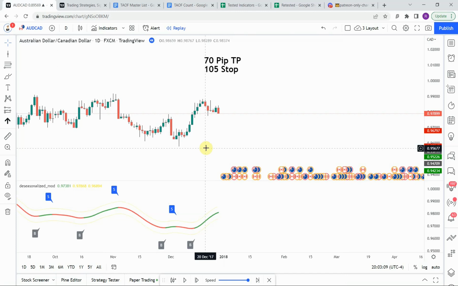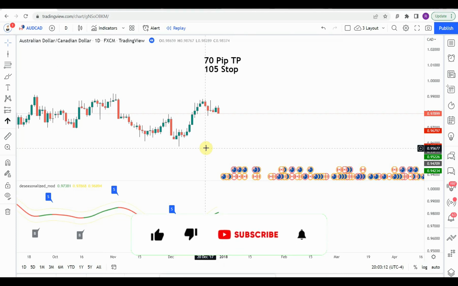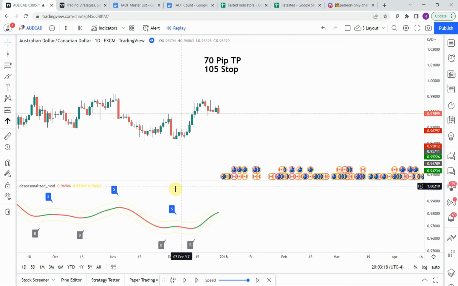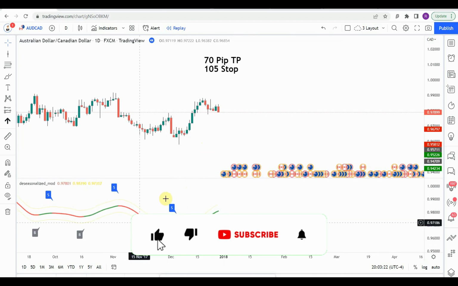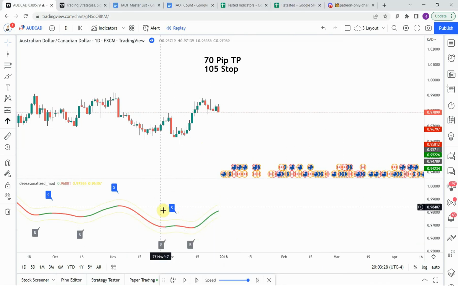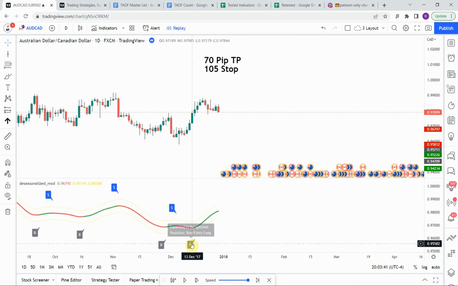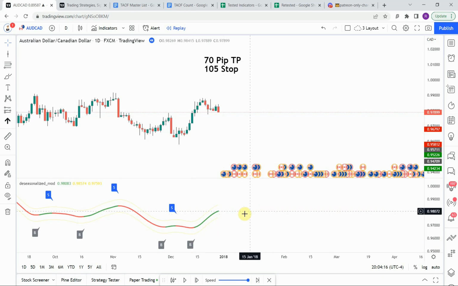Okay, so today's indicator is the Deseasonalized MOD, and you can see it here on the bottom of the screen. And so the setup on this is relatively easy. We have the oscillating line here, but we also have these labels here. And so these are basically a short trade signal and a long trade signal. And so when we pick up an S tag like this, we are going to go short. When we pick up a B tag like this, then we are going to go long. And so that's the setup we're looking for. Let's go ahead and get on with the testing and see what we can get out of this.